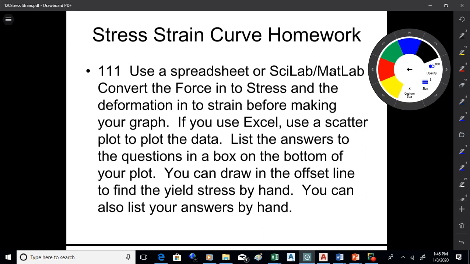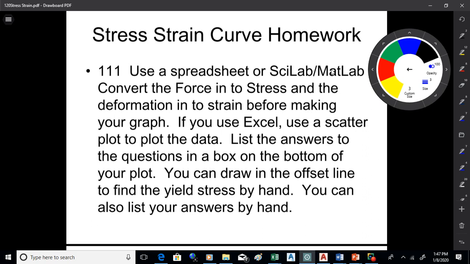If you use Excel, you've got to use a scatter plot to plot the data. Don't use an XY graph. Excel is based on business functions, and if you use an XY graph, it spaces each piece of X data an equal distance from the previous one, and it'll skew your graph. We want to use a scatter plot. That's important.